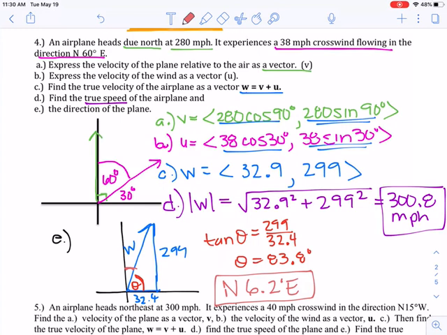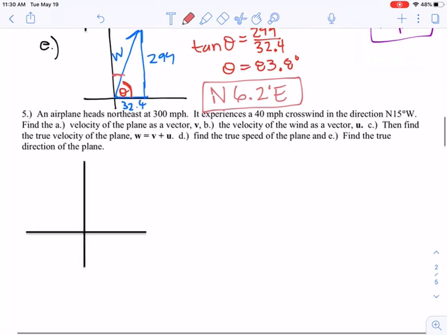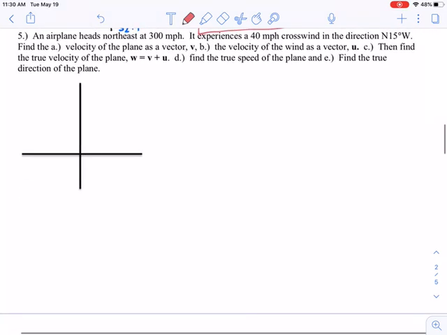Let's take a look at this same example again, but with wind blowing a little different direction and our airplane traveling in a little bit different direction. For question number 5 now, we have an airplane who's going to head northeast at 300 miles per hour. When it just says northeast or northwest, southeast or southwest, that means it's cutting that quadrant into 2 equal parts, so it's making a 45-degree angle.